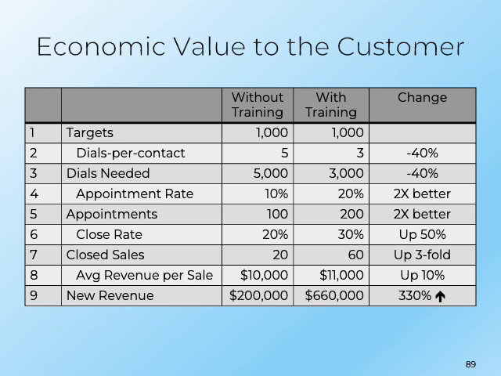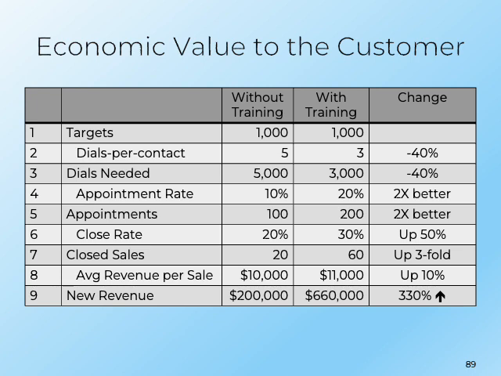Also, as a result of their training, their appointment rate is expected to improve, as you can see on line 4, because they'll become better at uncovering needs, building value, and persuading a prospect to meet. So, with their appointment rate improving from 10% to 20%, the number of initial appointments they're expected to get will go from 100 to 200, which shows up on line 5.